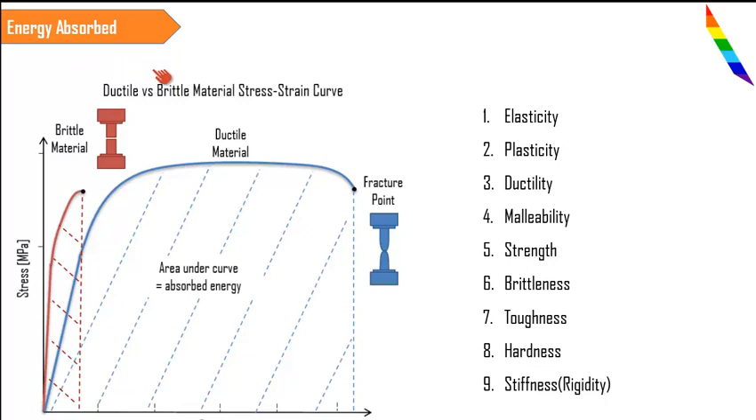This energy absorbed is simply nothing but the strain energy. This is called the strain energy. So strain energy is nothing but the area under the stress strain curve. That is nothing but the energy absorbed by the material. That is how you have to read the material. So the strain energy absorbed by the material is nothing but the area under the stress strain curve.